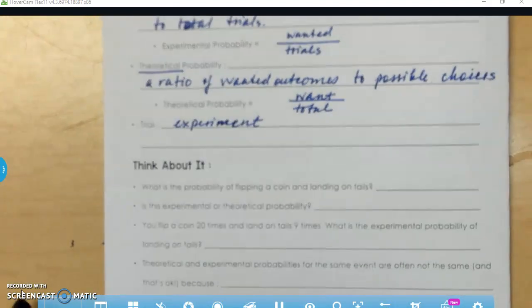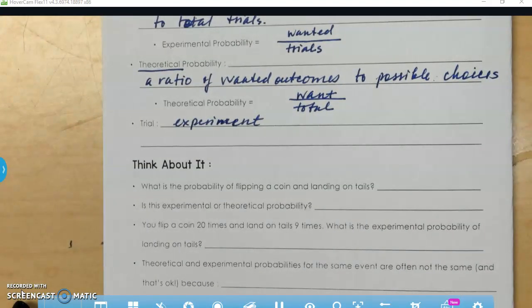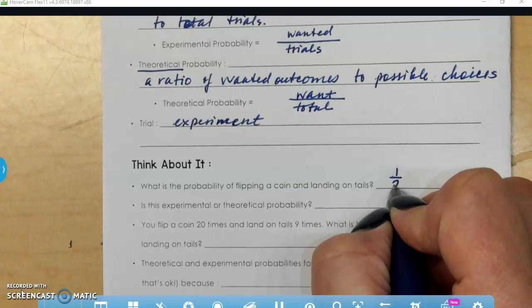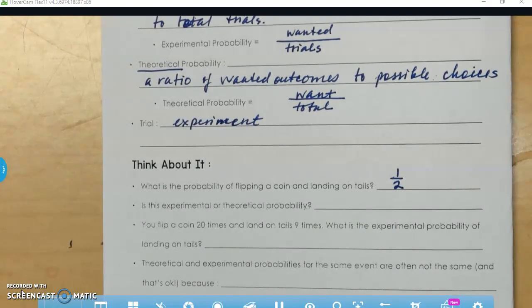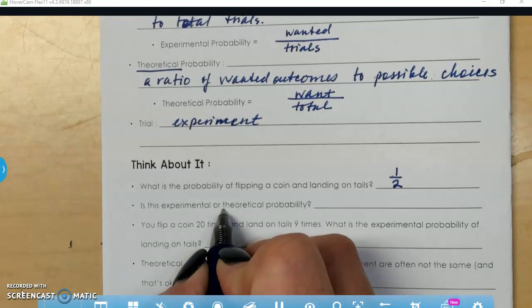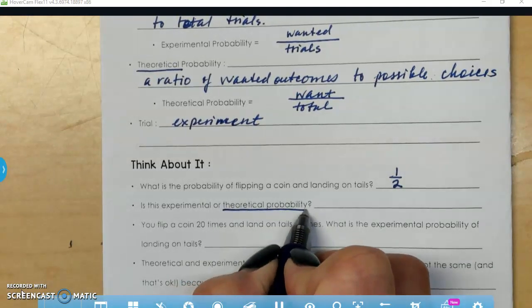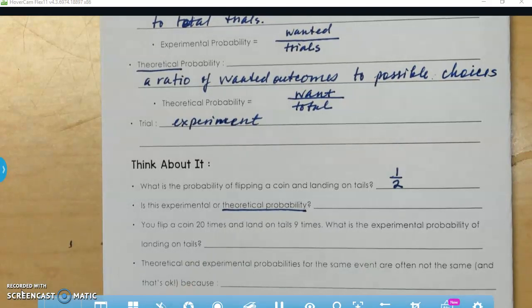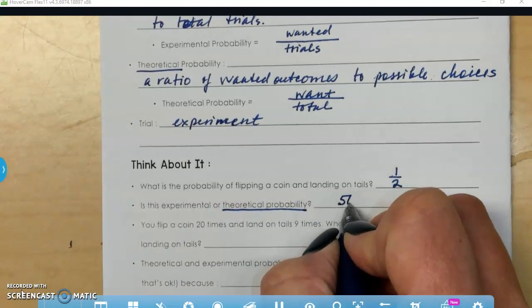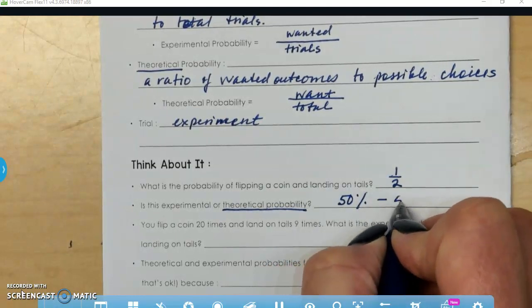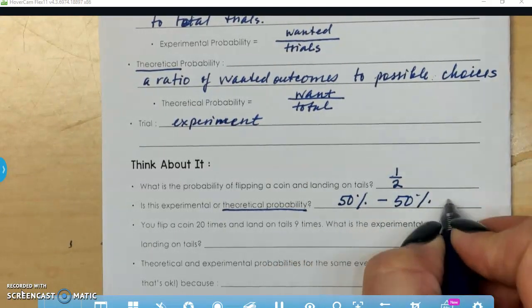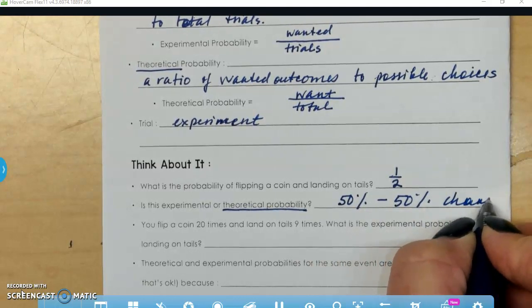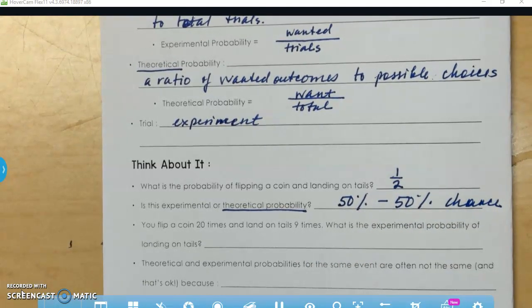It says, what is the probability of flipping a coin and landing on tails? You might say, Miss Hendricks, we've been there, done this. It is 1/2, 50%. And so, have we actually done it, guys? No. So this is our theoretical probability. We know that each side has a 50-50 chance of happening.